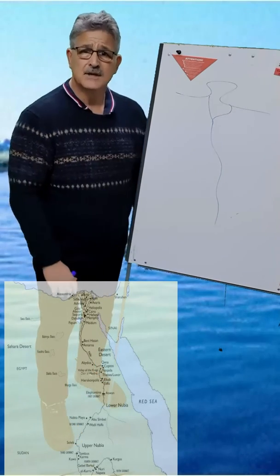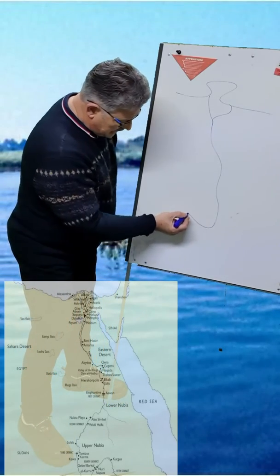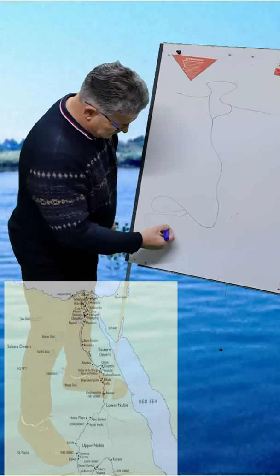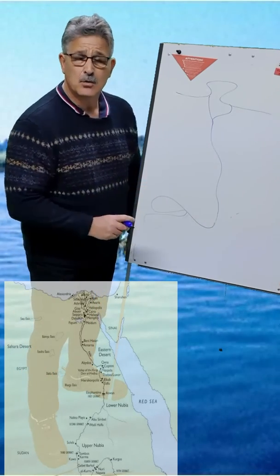One of the sources, which is the White Nile, this water comes from the Great Lakes of Central Africa, and this was Egypt's freshwater supply all year round.